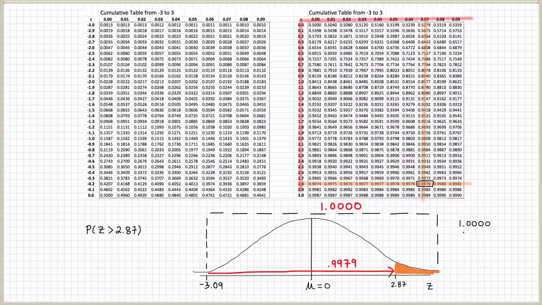So to find the orange area, what we're going to do is take 0.9979 and subtract that from 1. We do the math, and we get 0.002. That is going to be our probability. So the probability of Z being greater than 2.87 is going to be equal to 0.002, which, by the way, is the same answer from the previous video when we had only one cumulative table that goes from 0 to 3.